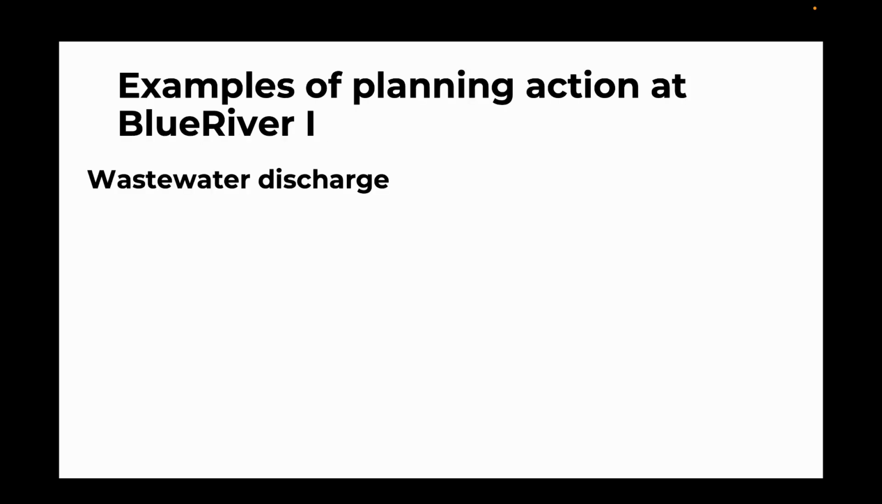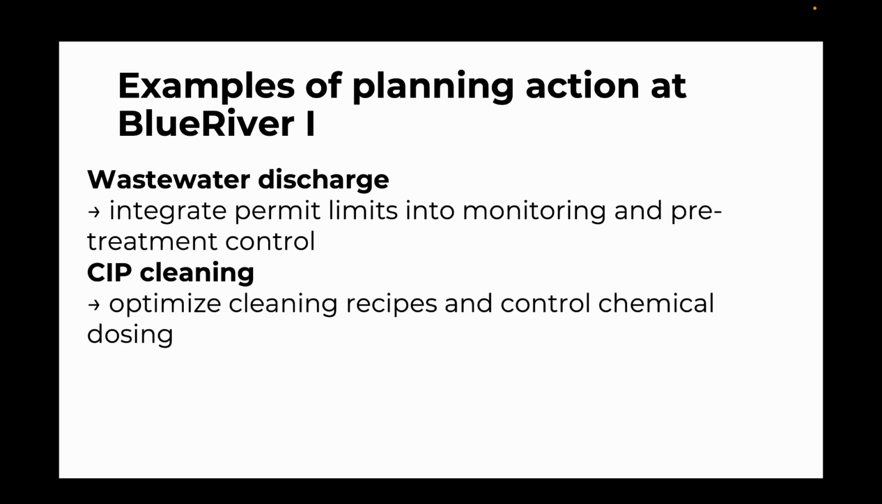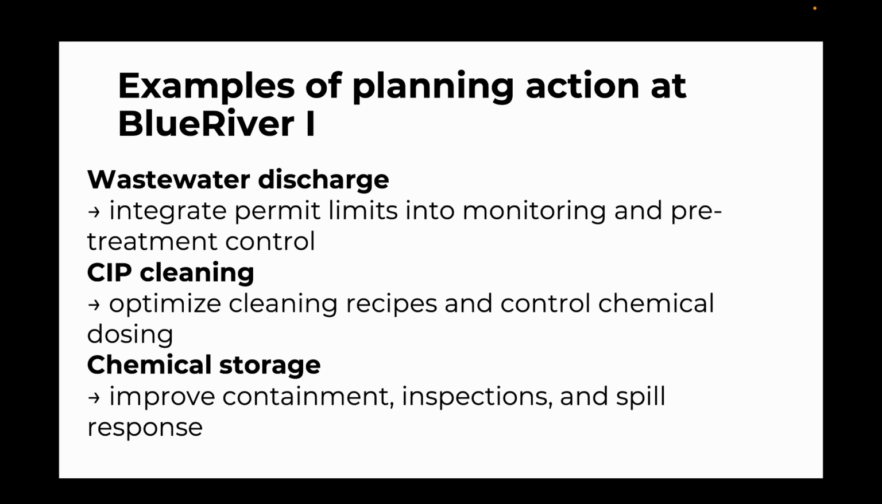Let's see some examples. For wastewater discharge, BlueRiver may need to integrate permit limits into monitoring, pre-treatment control, and escalation rules. For cleaning in place, action may involve approved cleaning recipes, chemical dosing control, rinse control, and analysis of wastewater trends. And for chemical storage, action may involve containment, inspections, labeling, spill kits, and emergency response training.